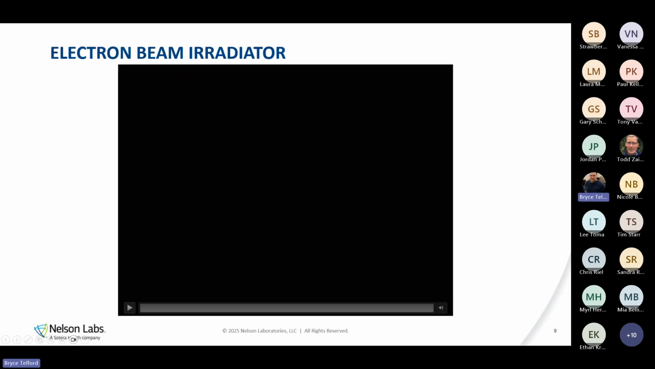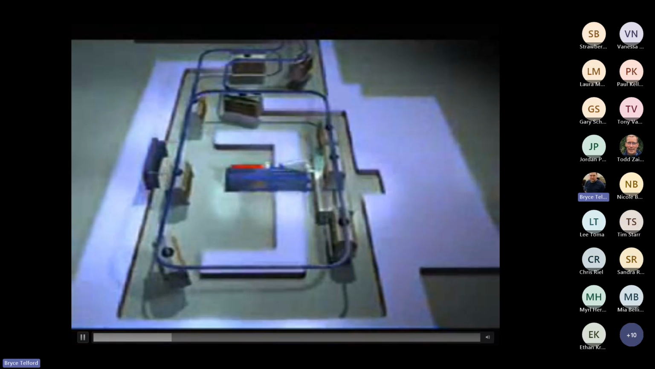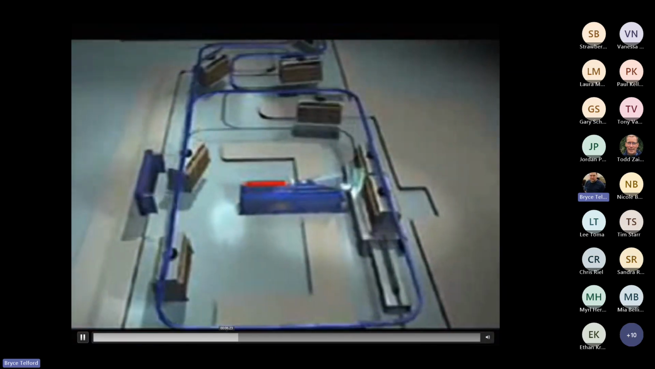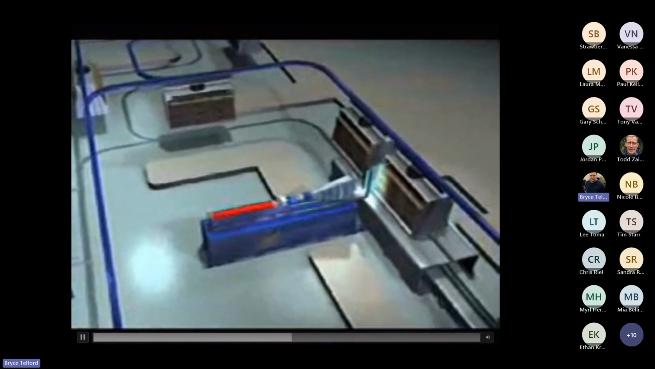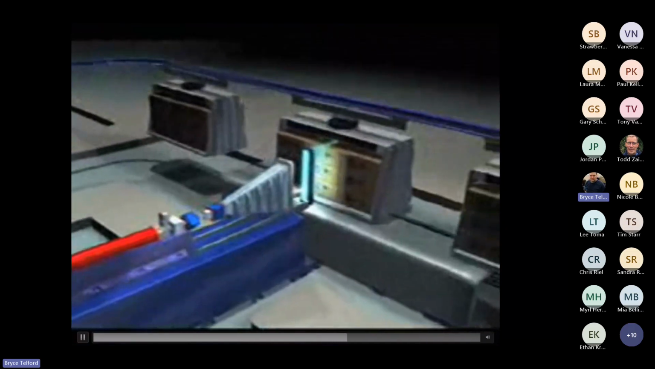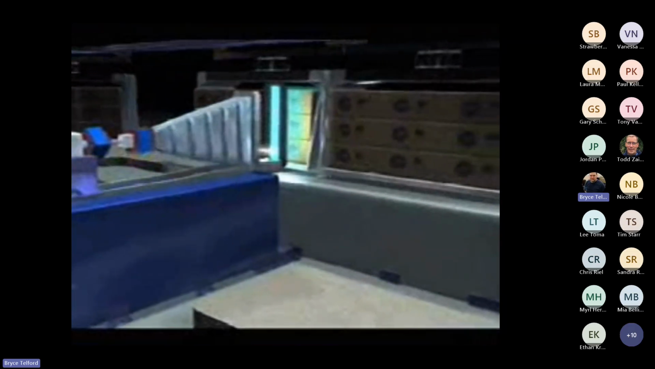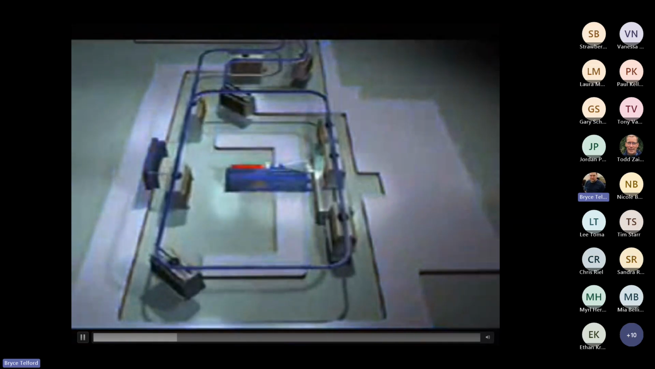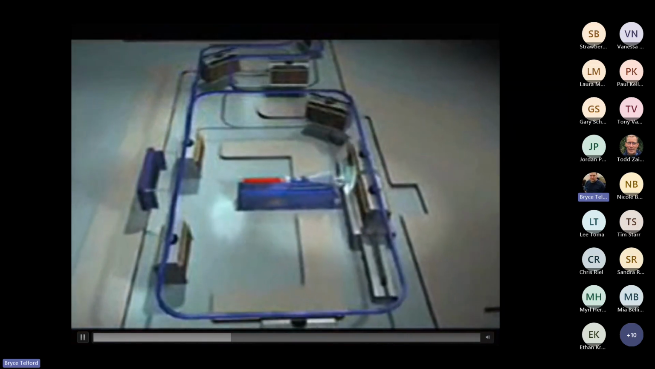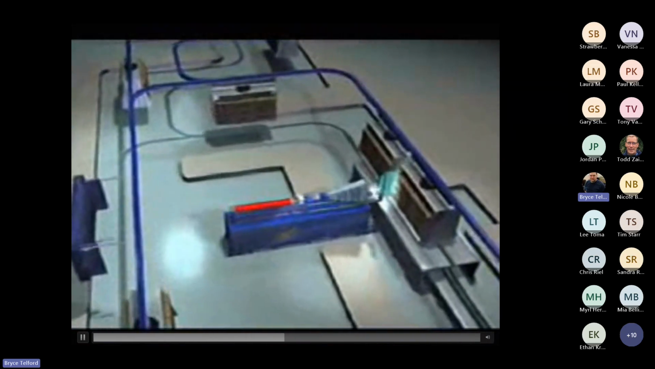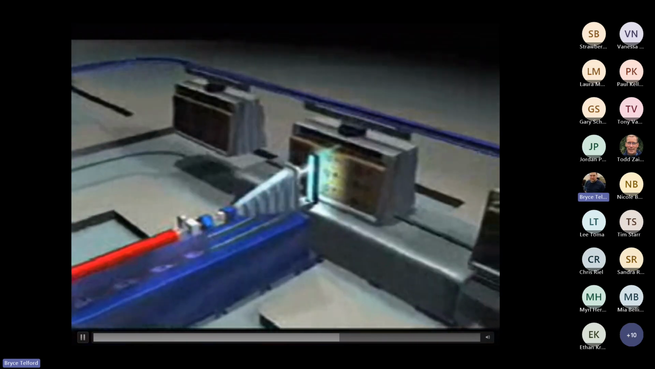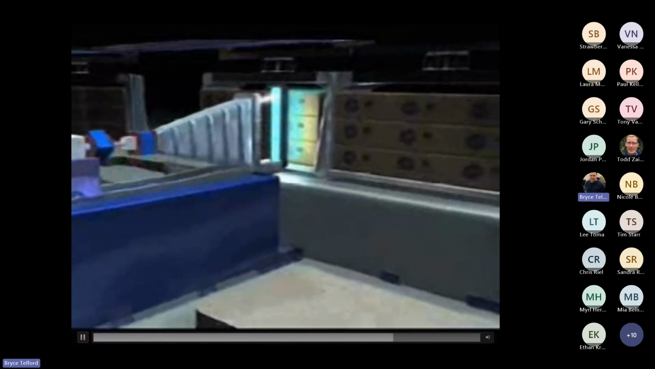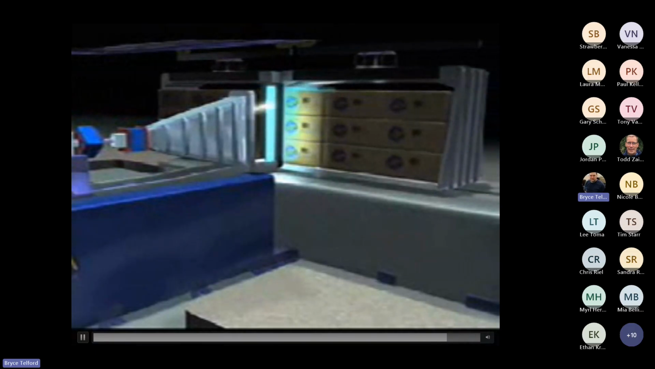Our next is electron beam. As I mentioned, an electron beam is literally just that. It is a beam of electrons that is being accelerated and shot into the product. What you have here being illustrated is the scan horn that's scanning up and down. For the animation, we're showing it fairly slow. It's actually so fast you can't see it, but it's basically scanning and what we call painting the target with that electron beam. So it's very directional in that it is shooting the electron beam into the product.